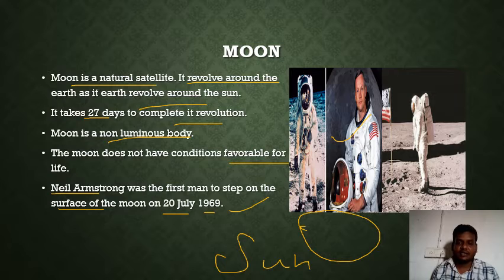On 20 July 1969, the USA sent the first human to the moon, and Neil Armstrong was the first man to step on the surface of the moon. Do you always remember Neil Armstrong? And 20 July 1969 is an important date for you.